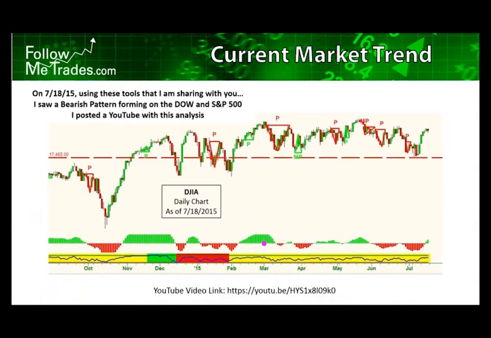So using just these simple tools that I've talked about already, I saw a bearish pattern last summer forming on the Dow, and this is the Dow Jones daily chart, a snapshot as of July 18th.